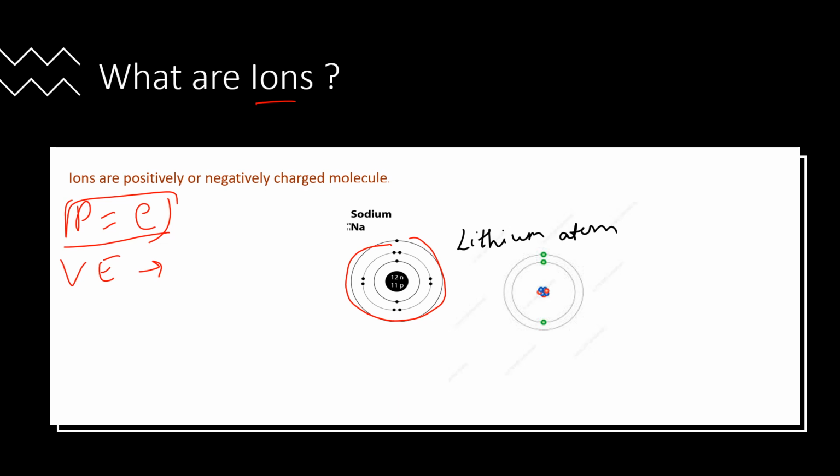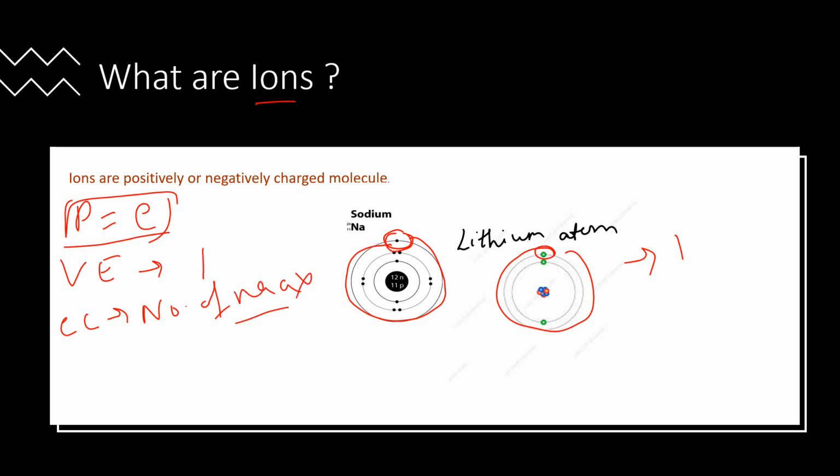Like for sodium, the valence electron is 1. For lithium also the valence electron is 1. Since in the outermost energy level only one electron is present in sodium, and for lithium also one electron is present. In my previous video on electronic configuration, I told you how to write the electronic configuration and the maximum number of electrons which a shell can accommodate.